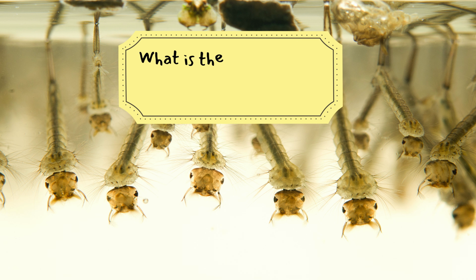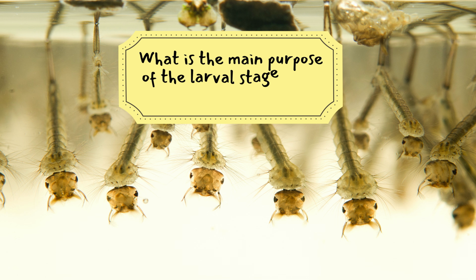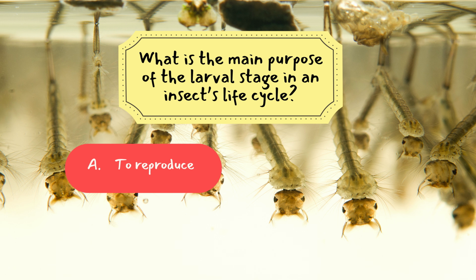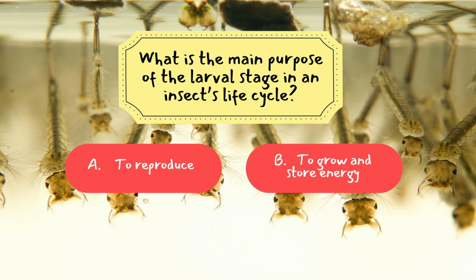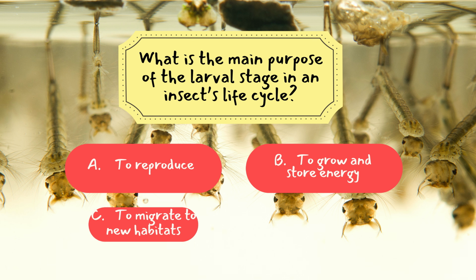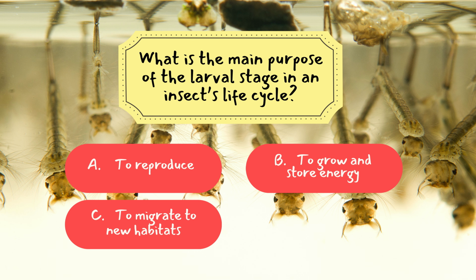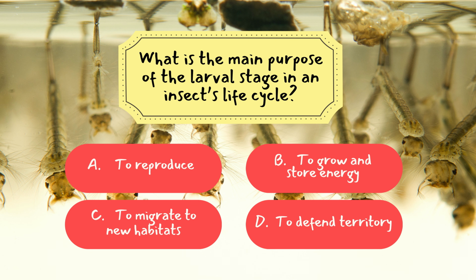What is the main purpose of the larval stage in an insect's life cycle? A. To reproduce. B. To grow and store energy. C. To migrate to new habitats. D. To defend territory.